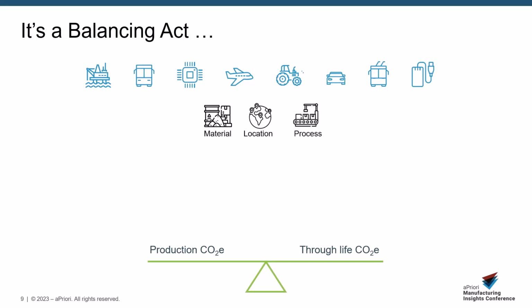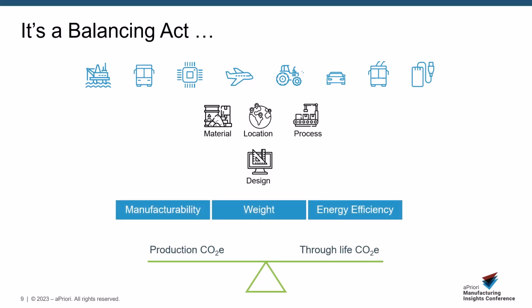The material, the location of manufacture, and the manufacturing process also have an impact on production carbon and through life carbon as well. And the physical design as well, the shape, the size, the volume, these are all the major elements. And what comes out of the process is different varieties of manufacturability, complexity, the weight of the products impacted by all these things, as is the energy efficiency.